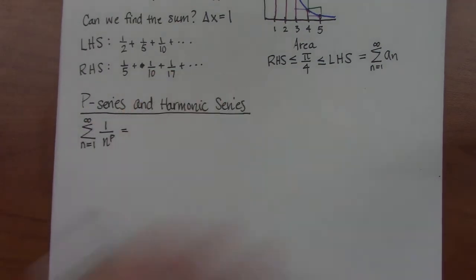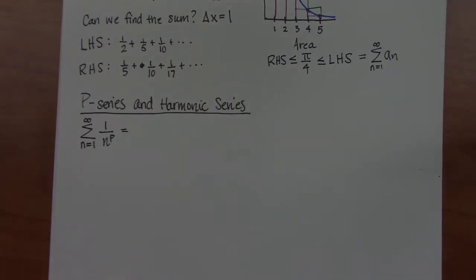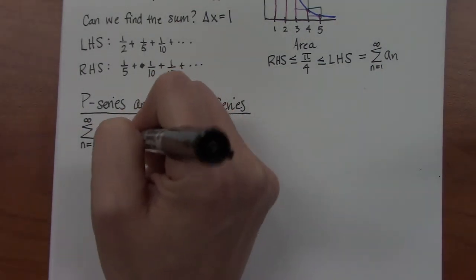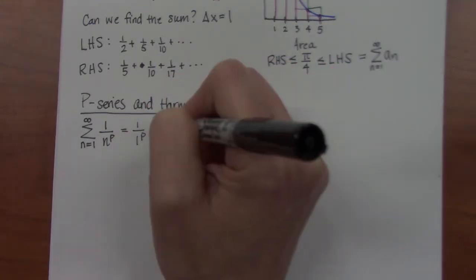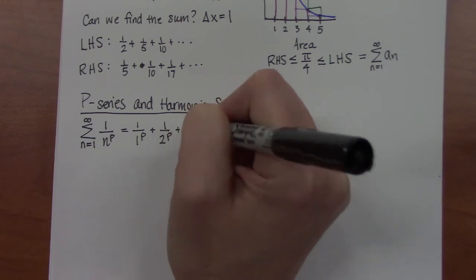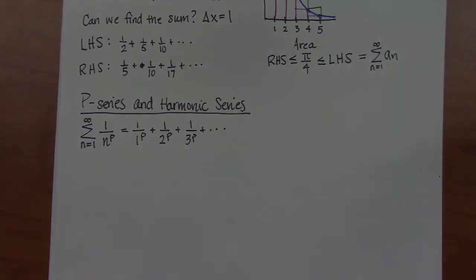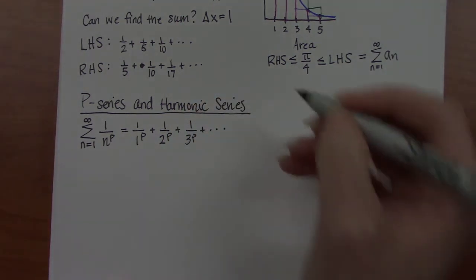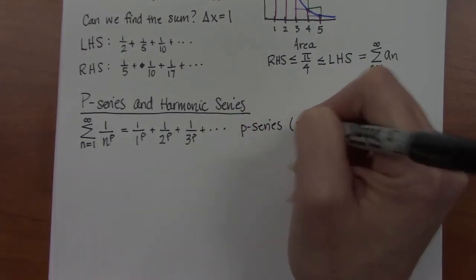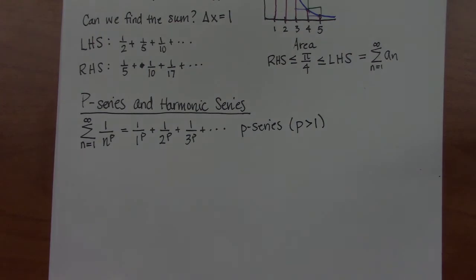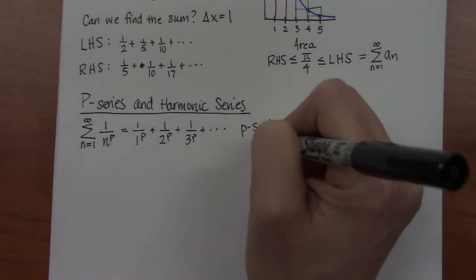So if you sum this up, remember n is the variable, not p. So when you look at the first couple of terms of this, right, you'll have 1 over 1 to the p, 1 over 2 to the p, 1 over 3 to the p, and etc. These series, for values of p that are greater than 1, converge.